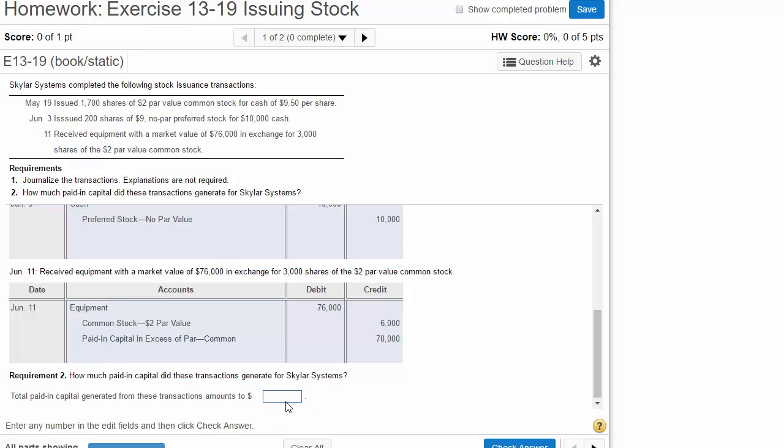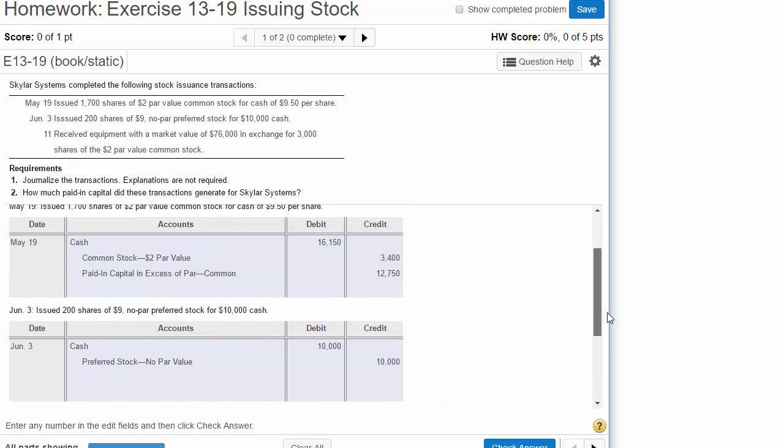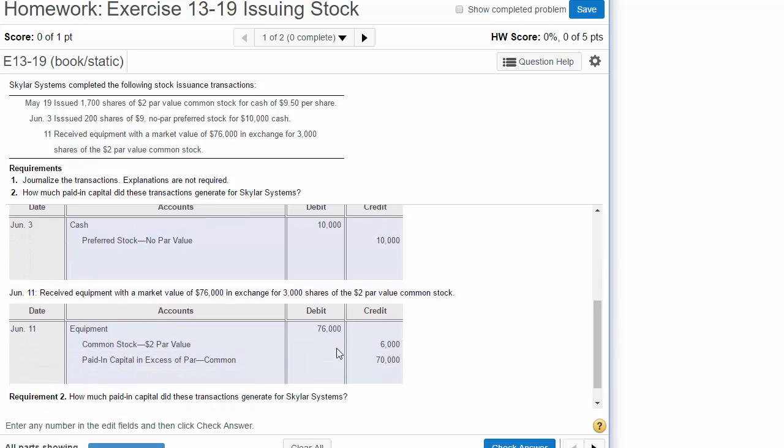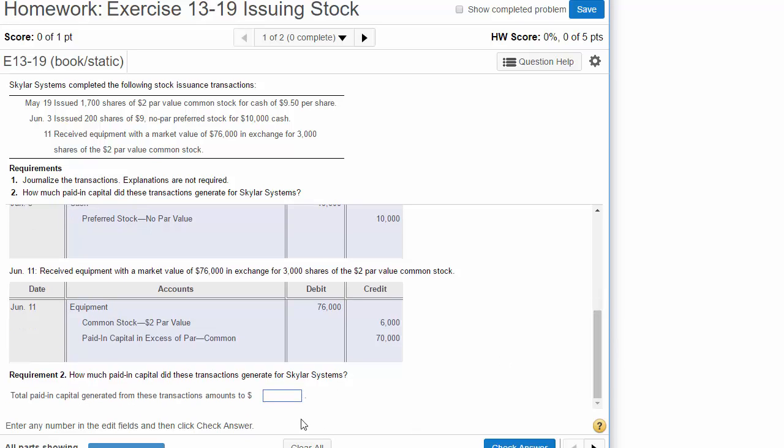So to calculate paid-in capital, just scroll up, and we have the common stock, so $3,400, the paid-in capital in excess of par, $12,750, plus we have preferred stock here, $10,000, plus the common stock at $6,000, and in paid-in capital in excess of par, $70,000. When you add those all up, you get $102,150 of paid-in capital. That means, remember, paid-in capital means it came from the stockholders. It's the amount they paid in.